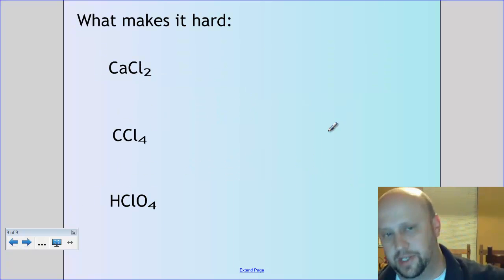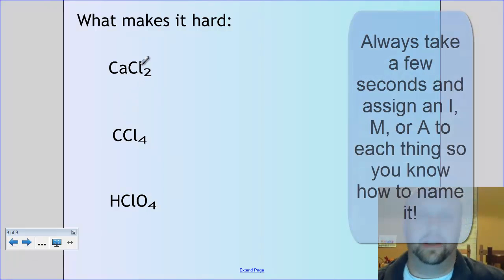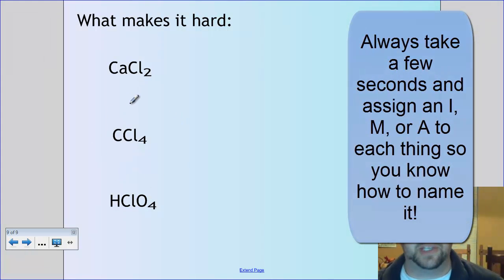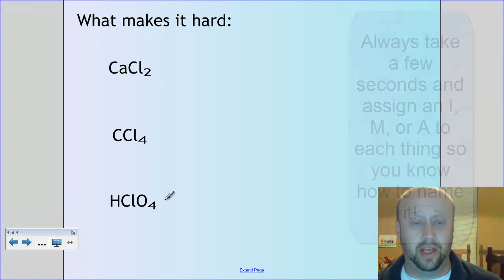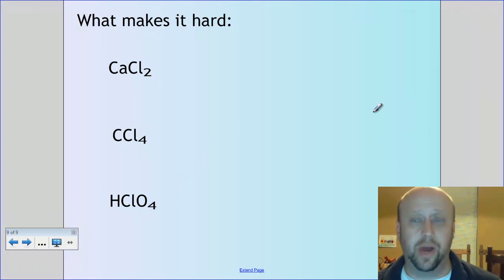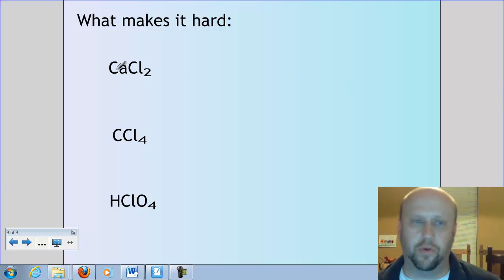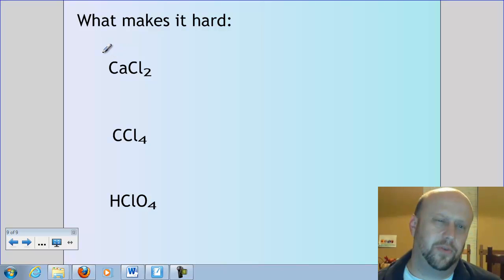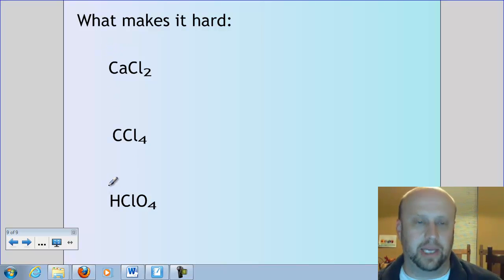Here's the trick, this is what makes all of this hard. When you're asked to name this stuff on the test or on the EOC, it doesn't tell you whether it's ionic or covalent or an acid or whatever. So you have to make that determination at the beginning. Anytime you have a formula and have to figure it out, what I like to do first is run through and identify each thing as acid, molecular (which is covalent), or ionic.